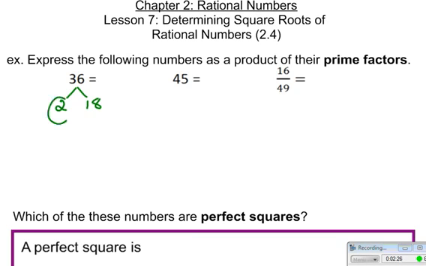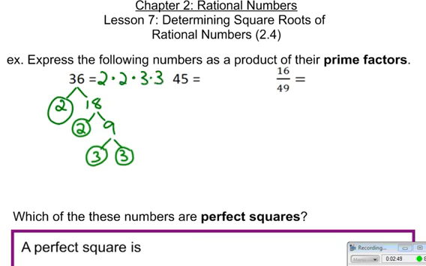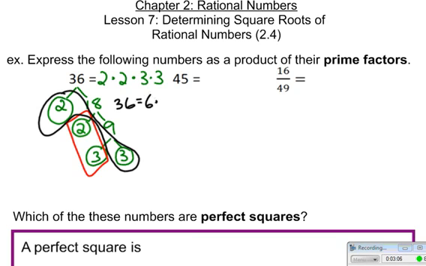2 is prime. I'm going to circle it. I'm going to split up 18. 18 is also even, so I'm going to divide it by 2. And we get 2 times 9. 9 is not prime. We can get it by 3 times 3. And 3 are prime numbers. So the prime factors of 36 are 2 times 2 times 3 times 3. I hope that you notice that we have 2 equal groups. So we have one group, 2 times 3, and we have a second group, 2 times 3. So 36 is a perfect square, and it's 6 times 6.